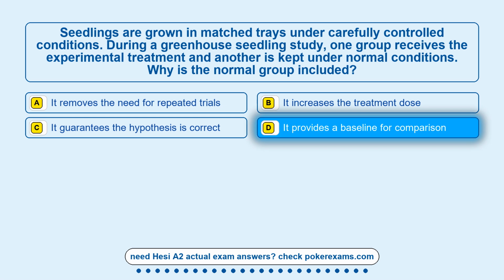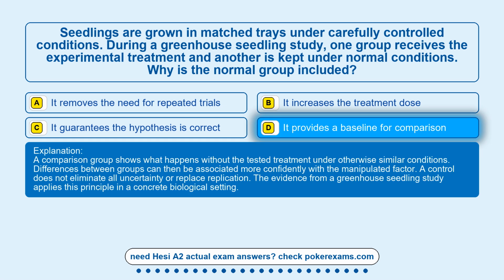It provides a baseline for comparison. A comparison group shows what happens without the tested treatment under otherwise similar conditions. Differences between groups can then be associated more confidently with the manipulated factor. A control does not eliminate all uncertainty or replace replication.